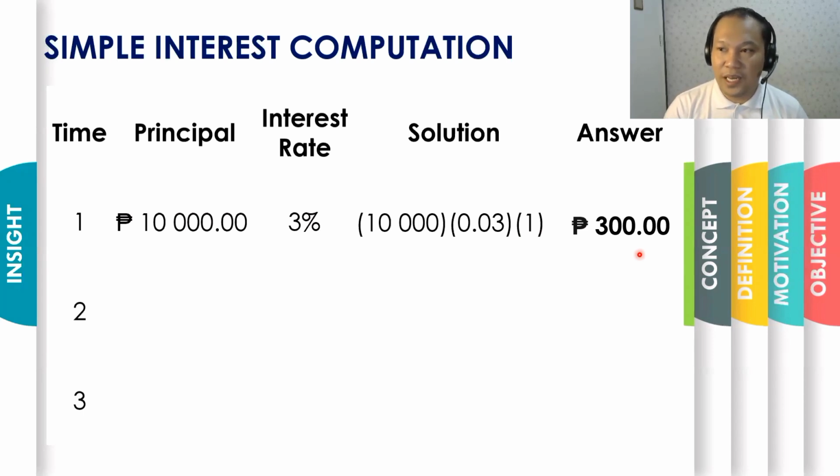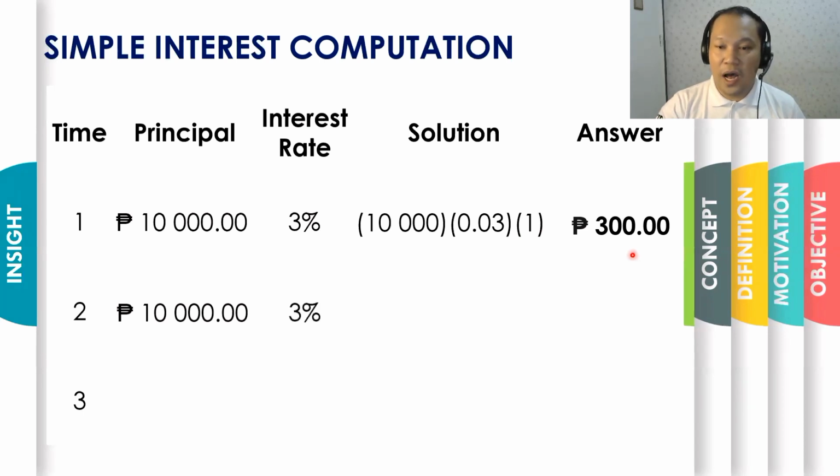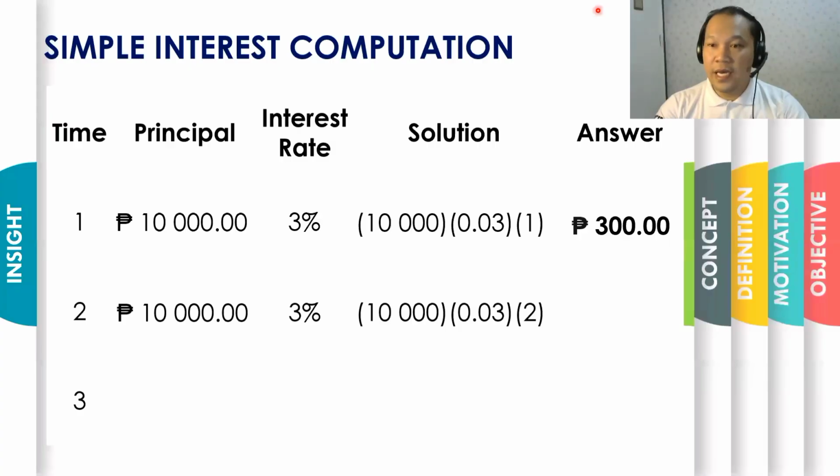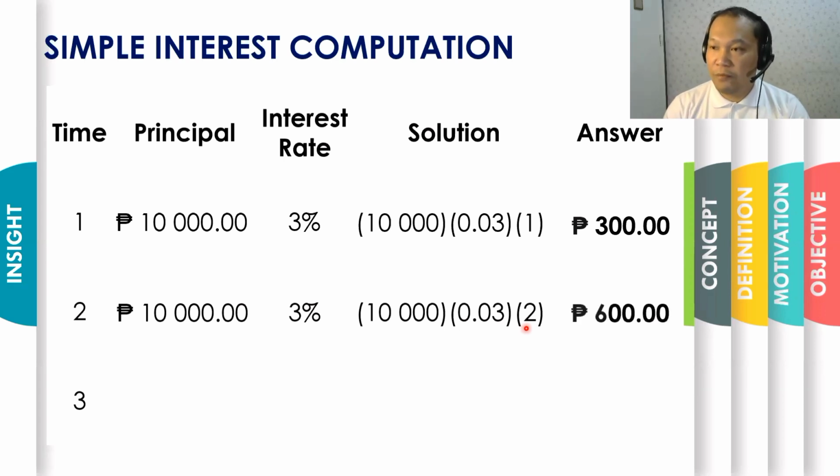Now let us proceed with year 2. 10,000. Then we have 3%. And since this is year 2, or ika-second year na, and if you want to directly get the total or the combined interest earned by Peter after 2 years, then you can multiply 10,000 times 0.03 times 2. That is 2 years, and that will be 600 pesos.